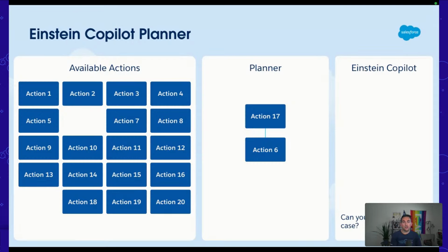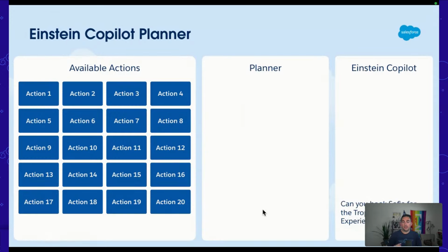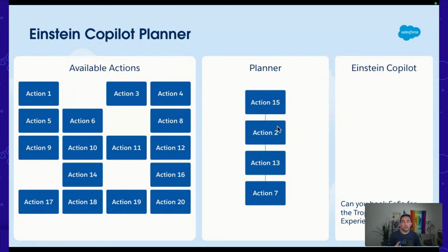So, if you're asking Copilot to summarize a case, it knows that it probably needs to query a case with this action and summarize the case with this action. If you ask it to book a tropical snorkeling experience, per se, Copilot has access to these actions. It takes your prompt and turns it into instructions so that it knows that it needs to do action 15, action 2, action 13, action 17.